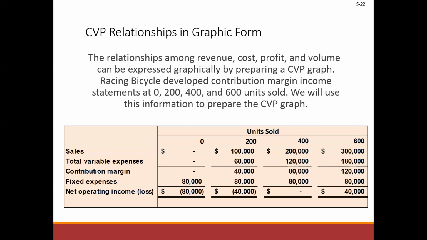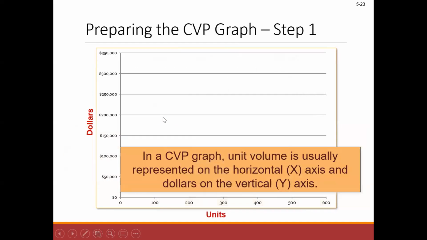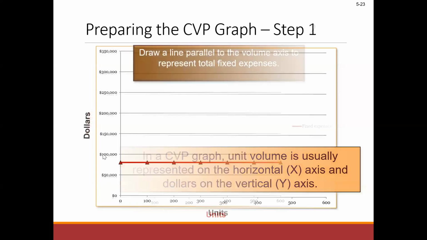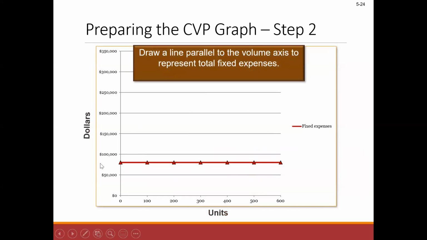So you see, at 0 units sold, we still have our fixed expenses. At 200 units sold, we're at a net operating loss of $240,000. Our break even here is at 400. And our net operating income profit at 600 units would be 40,000. So to prepare the CVP graph, unit volume is expressed on the horizontal line. Dollars get expressed on the vertical line. So the total fixed expenses we know to be 80,000 bucks here.